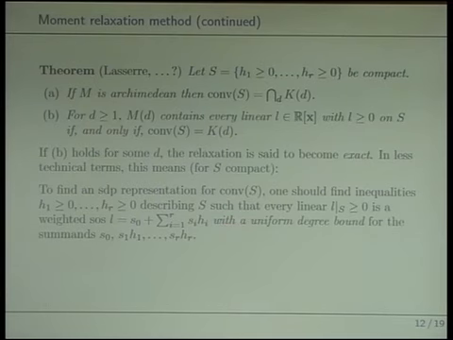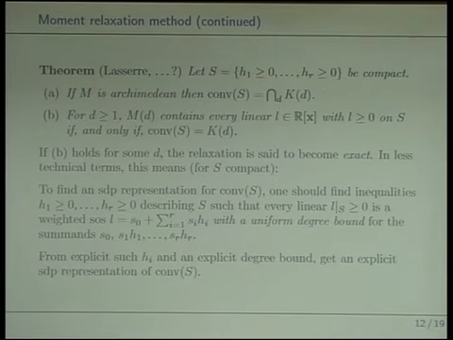but, and this is a crucial condition, with a uniform degree bound, so uniform in all these linear ones. For a single one, I may be able, but I need it to work with a uniform degree bound on the summands for all these L. And if this can be done, then in fact the construction is explicit enough that we can write down explicitly an SDP representation of this convex hull.